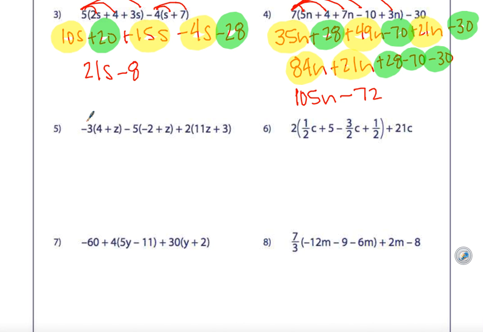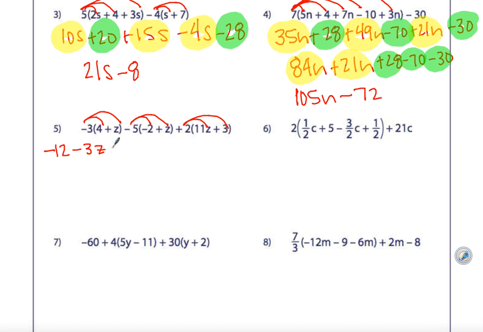Number 5, you'd have negative 3 times 4 plus z minus 5 times negative 2 plus z plus 2 times 11z plus 3. So you would need to distribute your numbers that are outside the parentheses. So negative 3 times 4 would make negative 12. Negative 3 times z would make negative 3z.